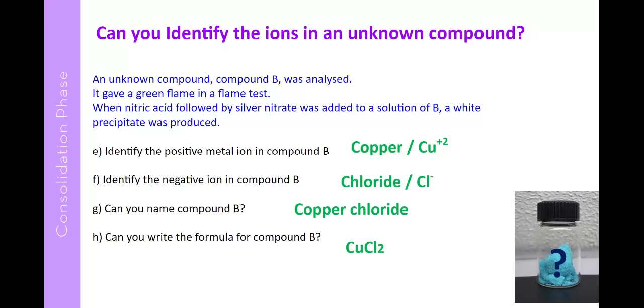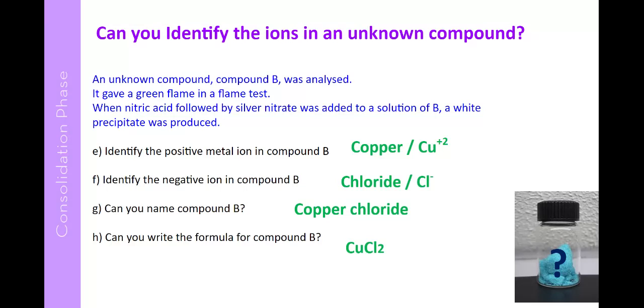Scenario B, the metal ion, if it gave a green colour in a flame test, it must be copper. The negative ion, well, if a white precipitate was formed when the silver nitrate was added, it must be chloride. Can you name the compound? Well, it must be copper chloride.